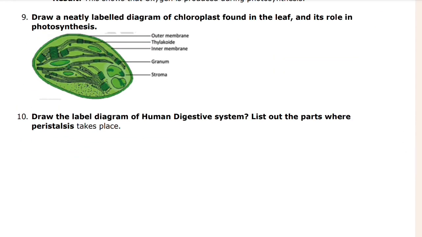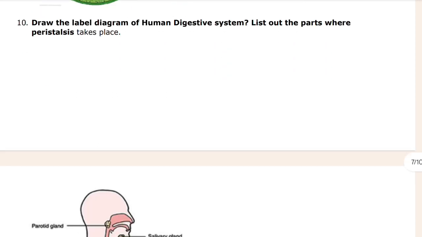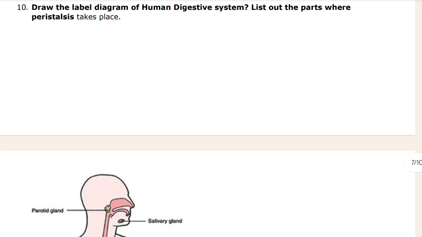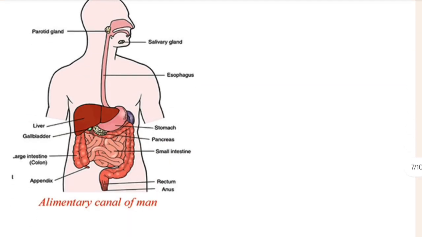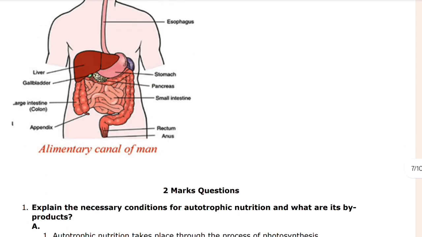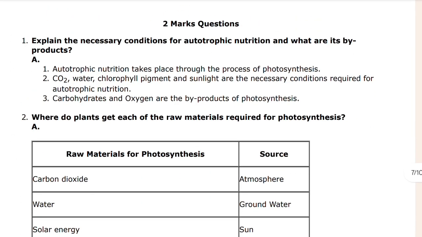The ninth, draw a neatly labeled diagram of chloroplast. Okay, and the 10th one you can also see. And here is a picture of that one. Okay now, like salivary gland, esophagus, stomach, pancreas. Okay, and here is a 2 mark question. Okay, here is a 2 mark question.